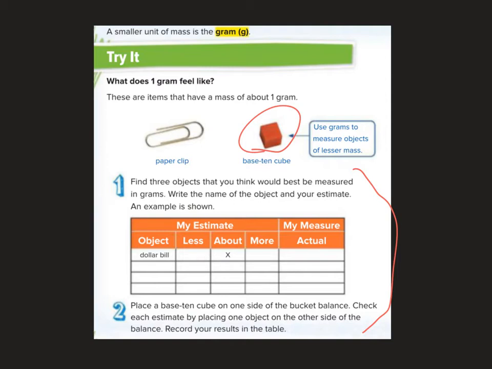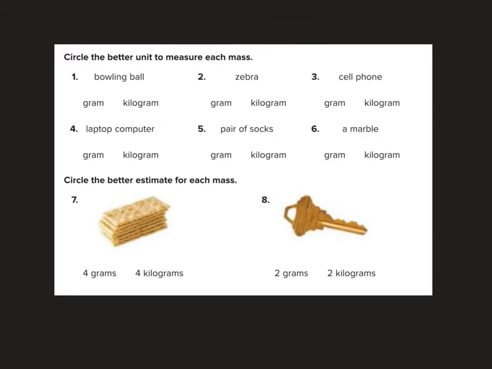So let's get to the math. Here it says, circle the better unit to measure each mass. If we're talking about a bowling ball, that's relatively heavy, so I would need to use a kilogram in order to weigh that. If I'm looking at a zebra, definitely a kilogram. Now, a cell phone, that's lighter. Does it weigh as much as a book? I'd say no, it probably doesn't. It's pretty light, so I would use grams for that one.